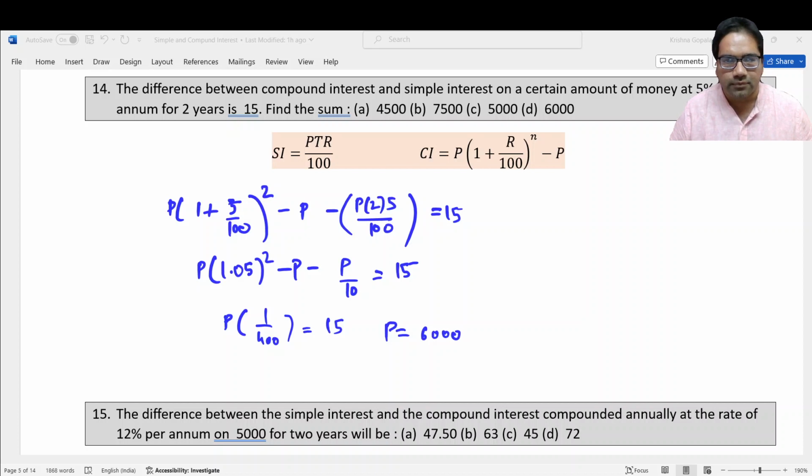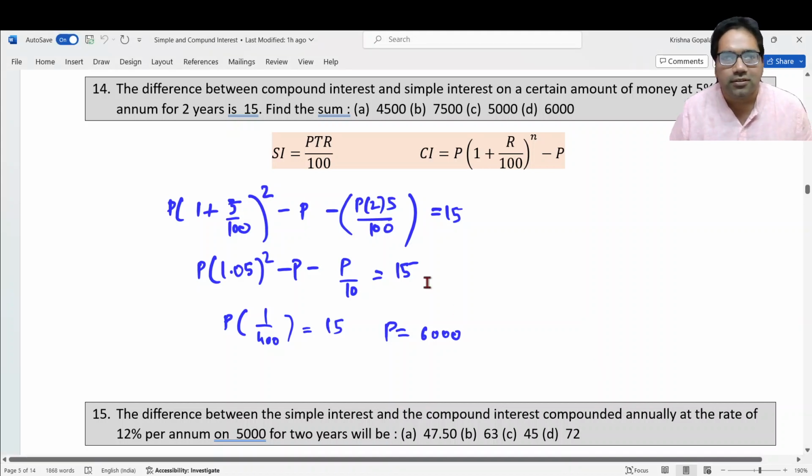Good morning, friends. Let us continue our session on simple and compound interest. Let's take one more example. In this case, the difference between compound interest and simple interest on a certain amount of money at 5% per annum for 2 years is 15.